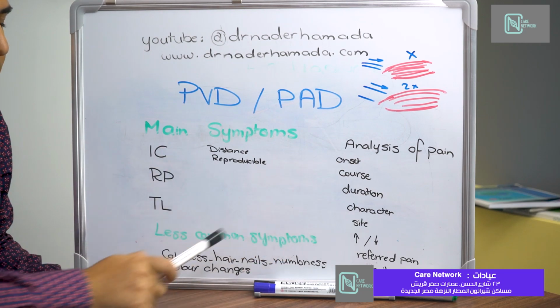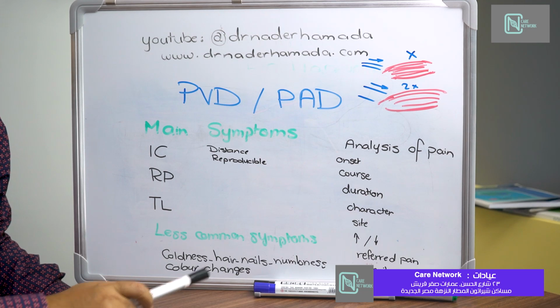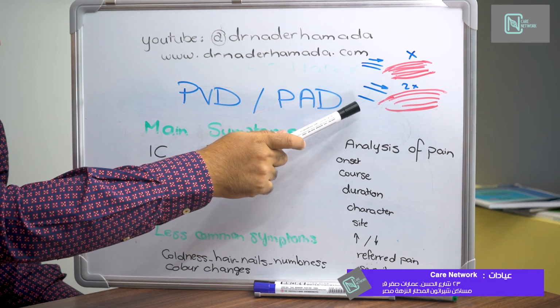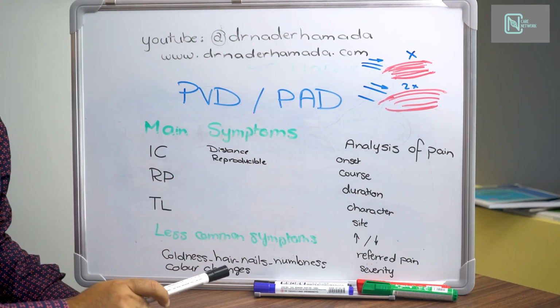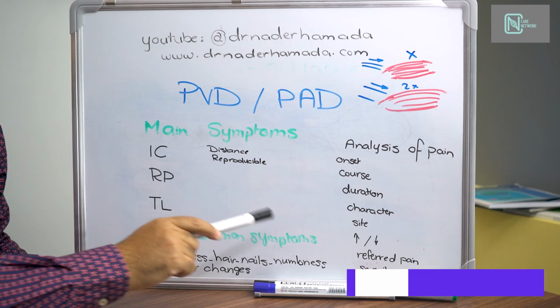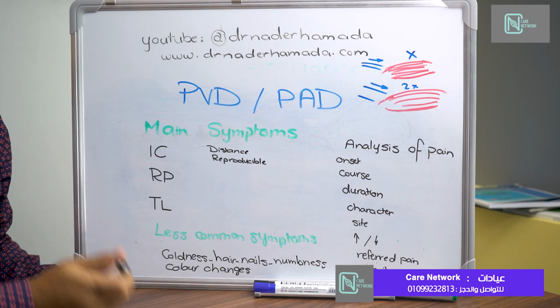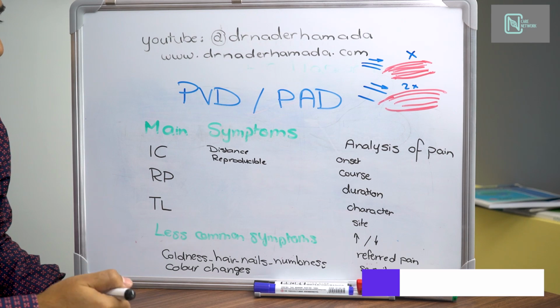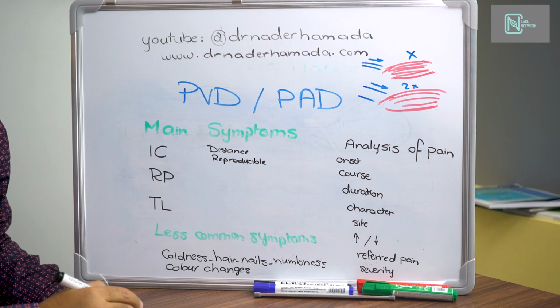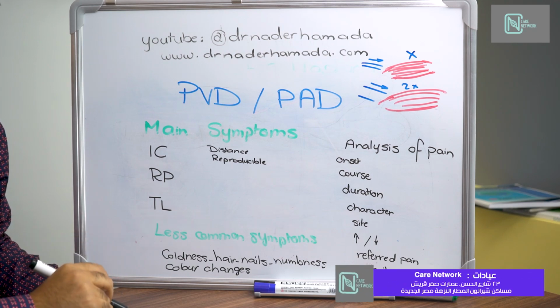The first thing, the site of the pain. As we have mentioned, claudication occurs because of accumulation of lactic acid in the muscles. So the site should be a group of muscles. The main groups of muscles that would be affected in the lower limb are the buttocks, the thigh, and the calf. The calf is the most common site affected by intermittent claudication because the superficial femoral artery is the most common artery affected by peripheral arterial disease.